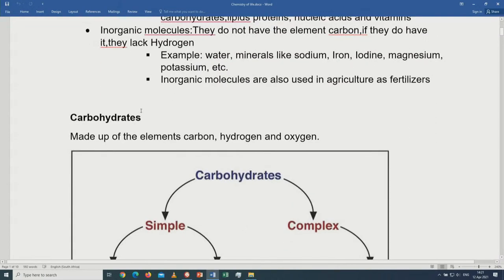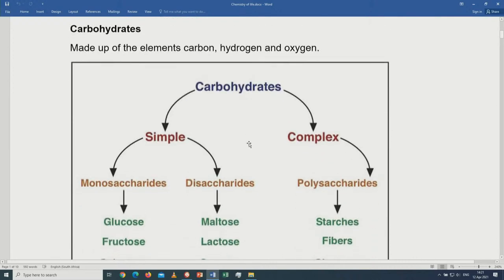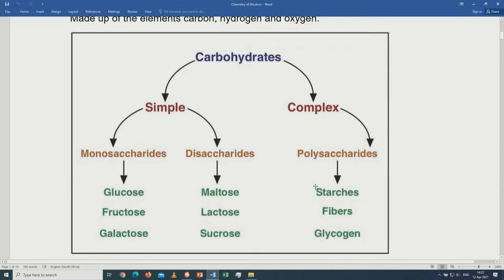So let us start with the carbohydrates. Carbohydrates are made up of the elements carbon, hydrogen, and oxygen. The building blocks of the carbohydrates are the monosaccharides. Monosaccharides are simple sugars, which we normally call glucose. Here we need to know that there are three different types of carbohydrates: the monosaccharides, disaccharides, and the polysaccharides.